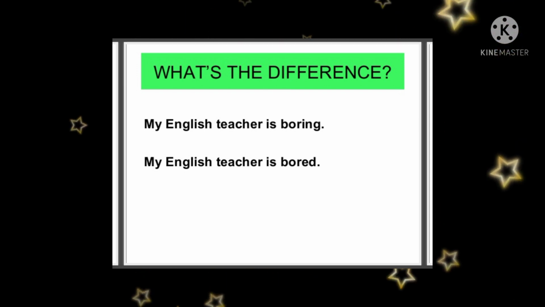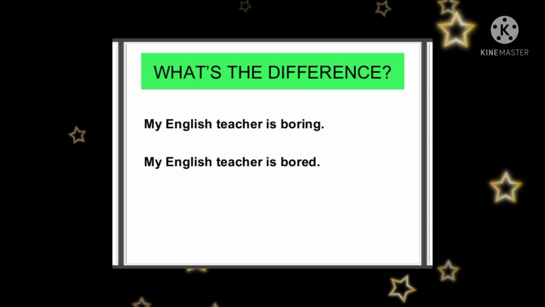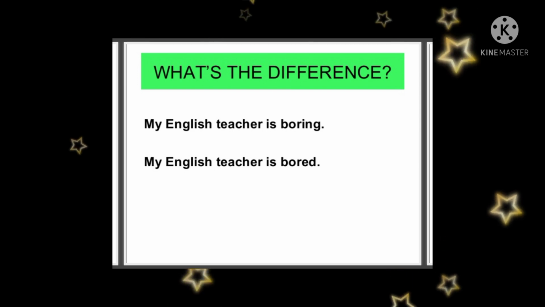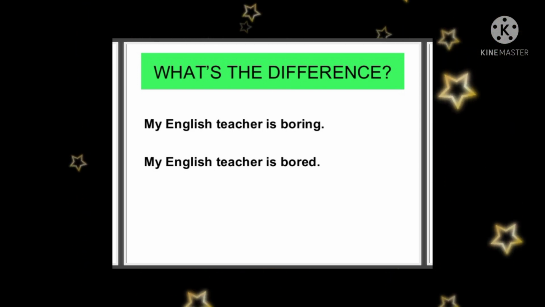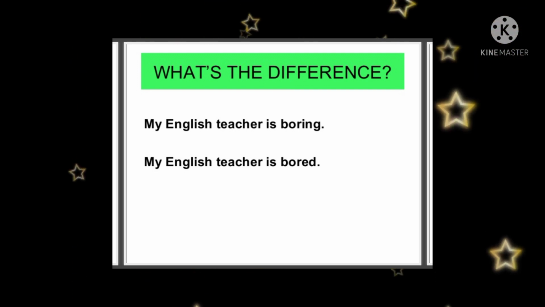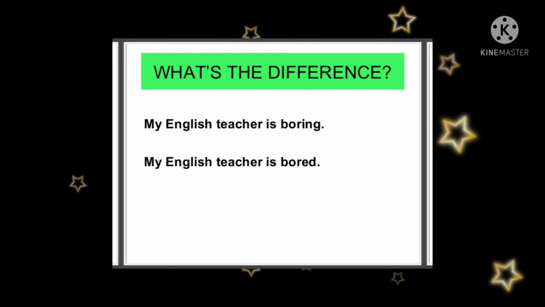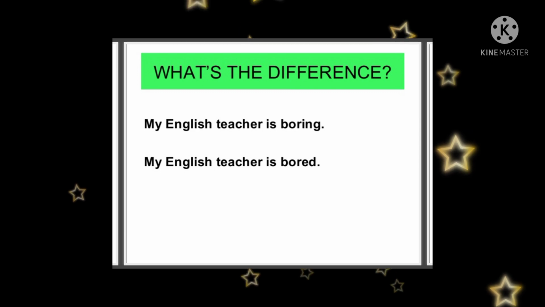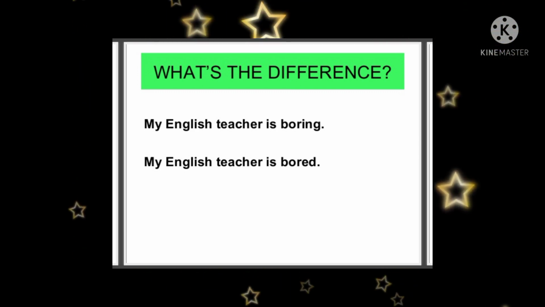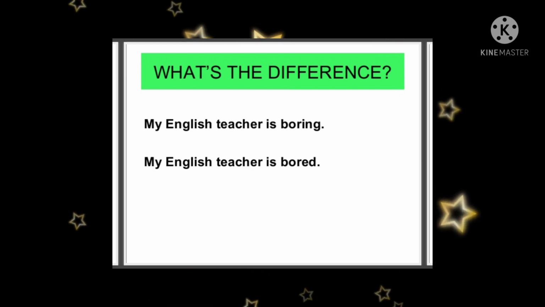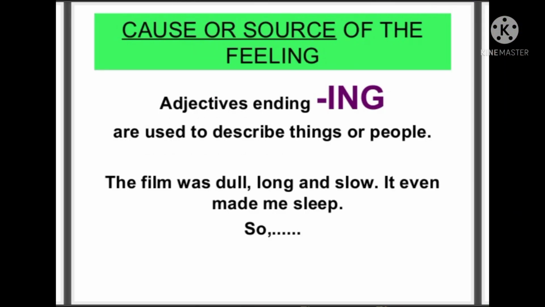Look at these sentences. My English teacher is boring. My English teacher is bored. So, what is the difference between these sentences? The first one, boring, means I will be bored by my teacher. My English teacher is bored: sometimes it is because of me. So, there is a difference between these two sentences.